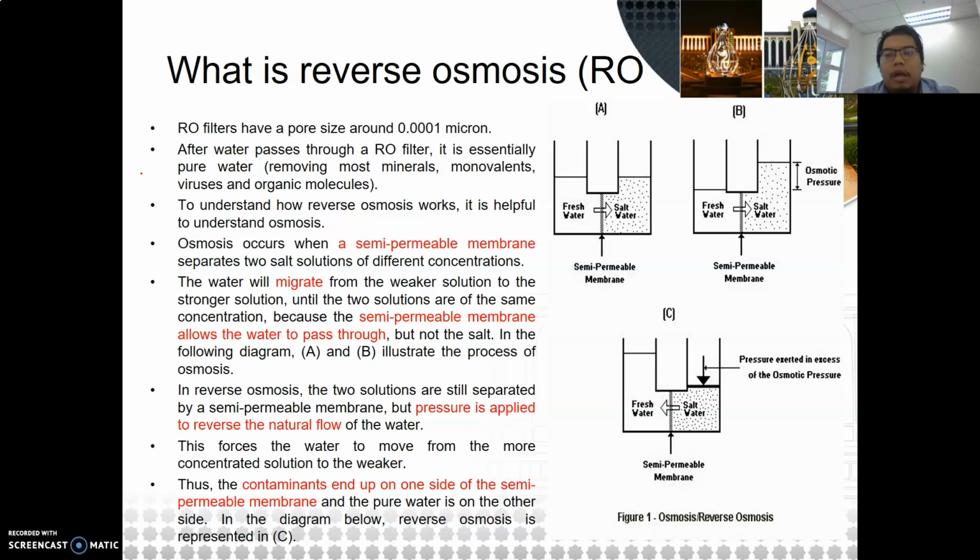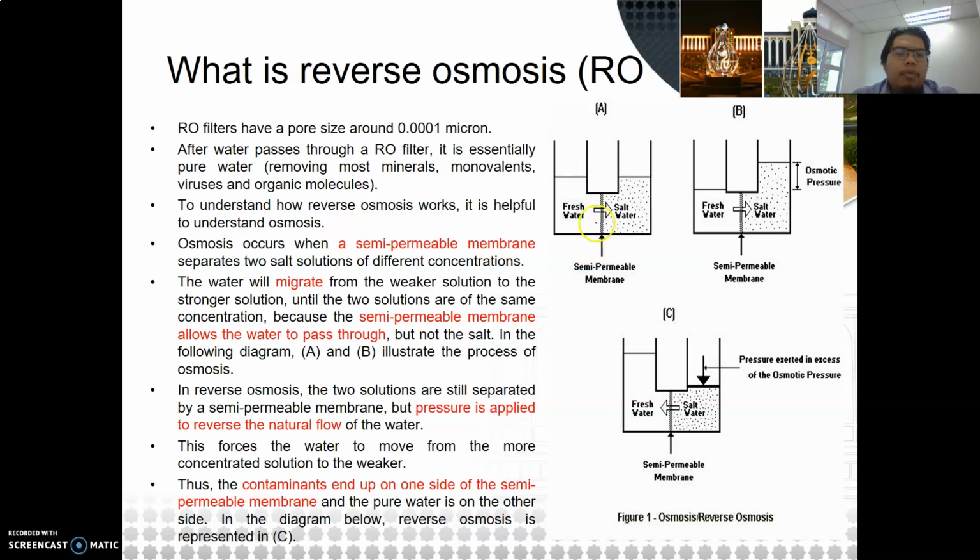So to understand how reverse osmosis works, it is helpful to understand osmosis first. We learn about the osmosis theory in secondary school. So what is osmosis? Osmosis occurs when a semi-permeable membrane separates two salt solutions of different concentration.